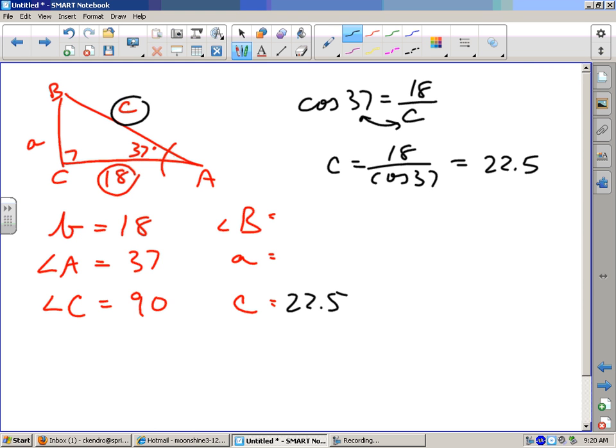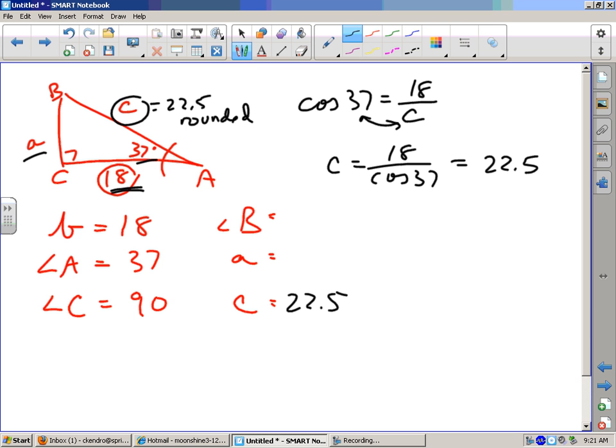All right, now we need to find little a. Now we have that this is 22.5, but that's rounded. You don't want to use a rounded number with a given number to find another side because it will be off because of the rounding. So do not use anything unless it's given. So the 37 and 18 should be the only things you're using.